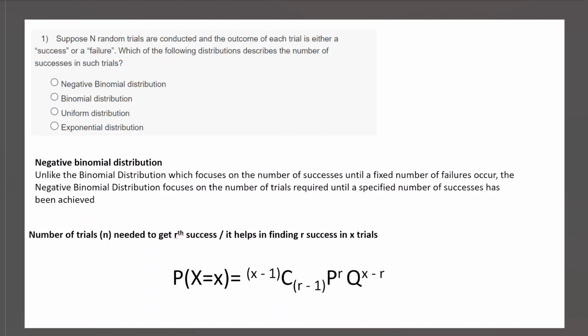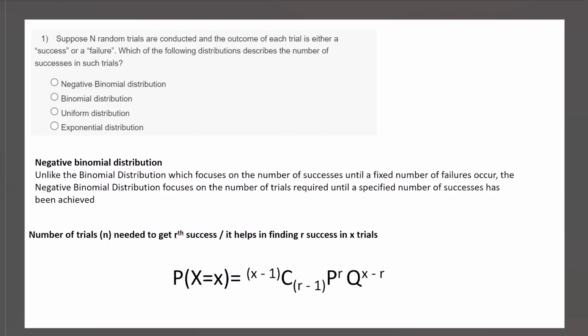As I have stated, the uniform distribution, as we know, gives uniform output in a given interval, and otherwise it will be zero. Then the exponential distribution, we know, is exponentially distributed. It's a continuous one, so it won't come into this consideration. So the only option is the binomial distribution.